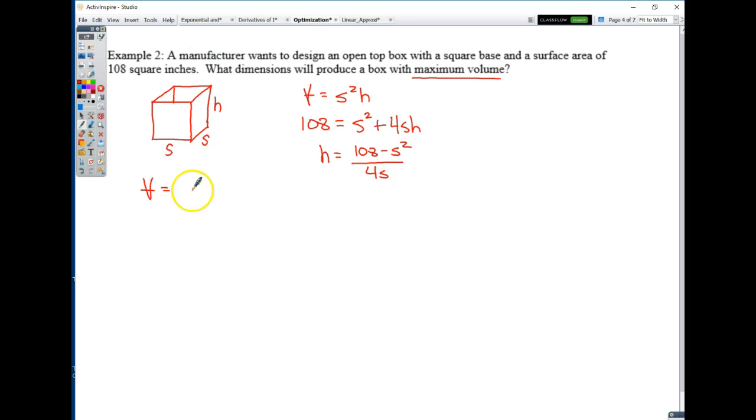Our volume is S squared times 108 minus S squared over 4S. And this is where knowing how to simplify is really, really useful. That's terrifyingly gross, isn't it? But if I multiply this, do you agree that this S would get rid of one of these S's? So could I rewrite this as 108S minus S to the third over 4? And if I really wanted to be fancy, I could call this 1/4 times 108S minus S cubed, just so I don't have to deal with the fraction.